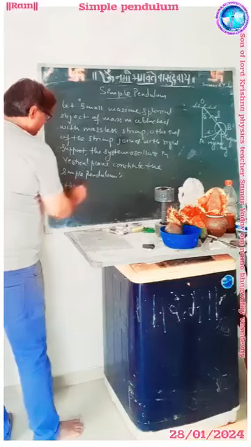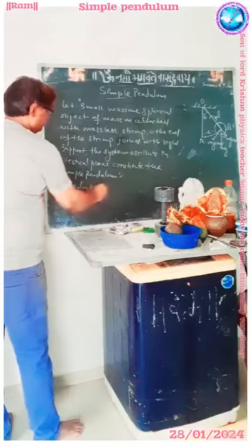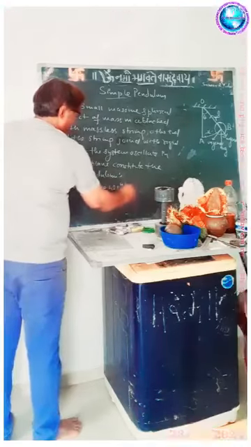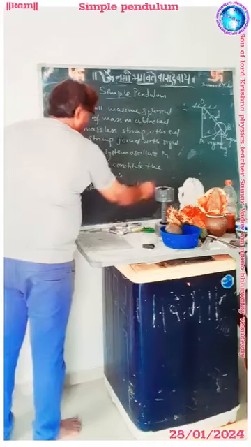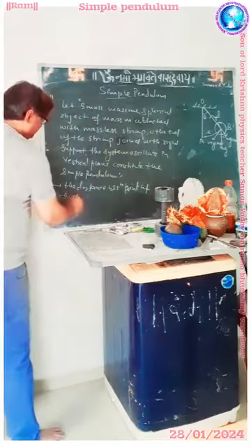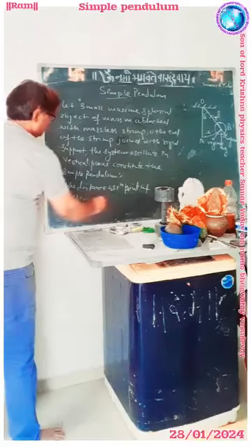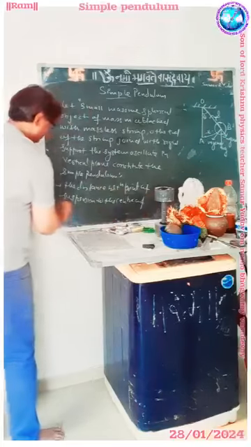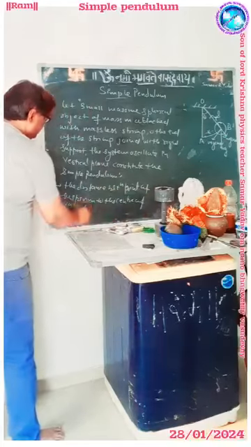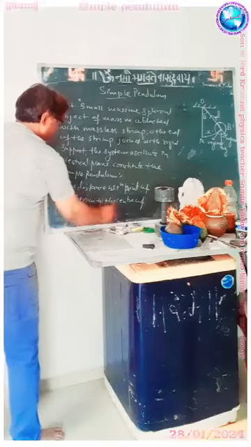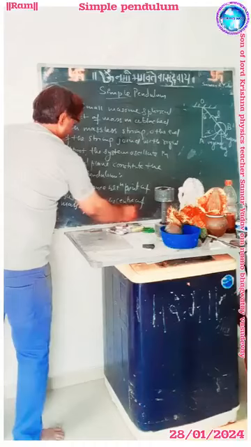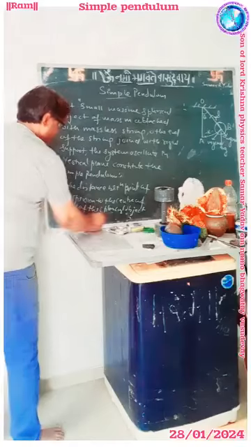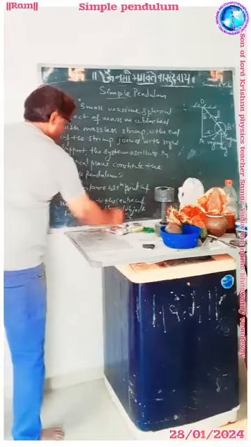The distance between the point of suspension and the center of mass of the spherical object is called the length of the simple pendulum.